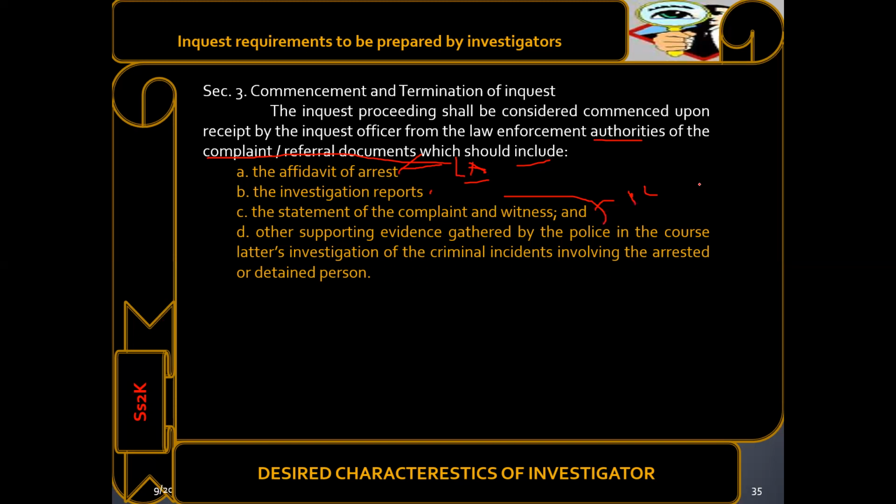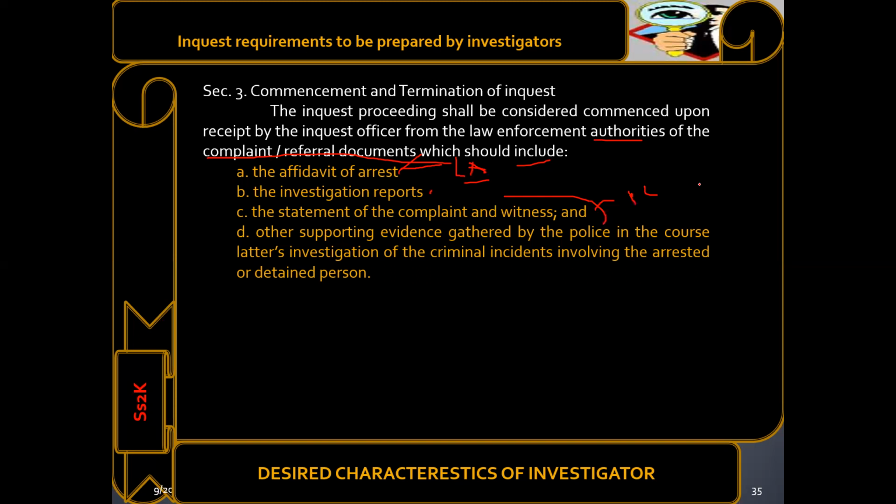So, tatandaan ninyo po yung mga kasamang dokumento. So, affidavit of arrest, anong purpose niyan? Para ma-determine ng prosecutor yung legality of arrest. Okay? They should also include the investigation report. Usually, yung investigation report dyan ay yung initial investigation report, or yung spot investigation report.